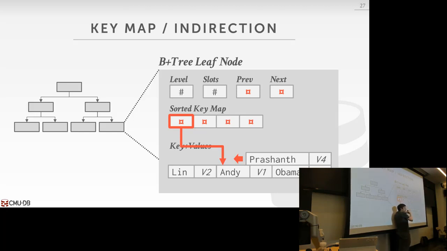A fan out of maybe 32. So I have 32 elements I need to keep sorted. I can do that in cache. That's very fast.